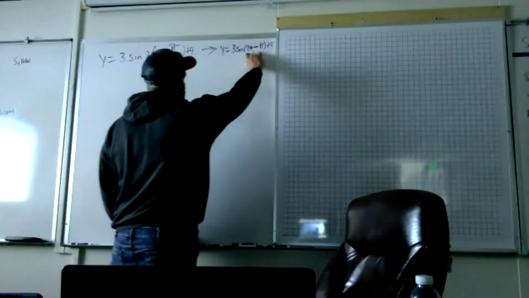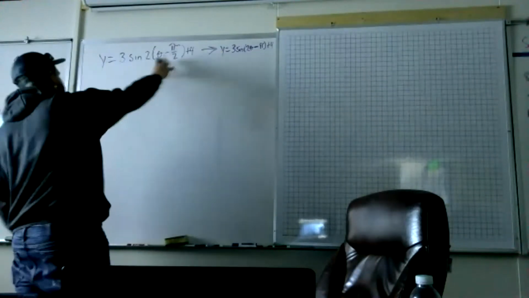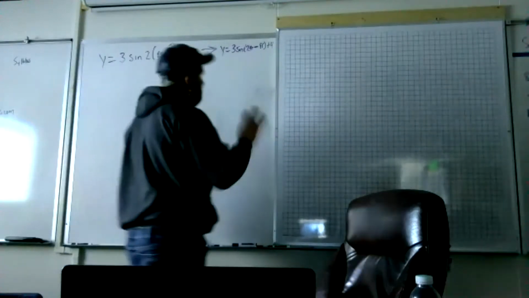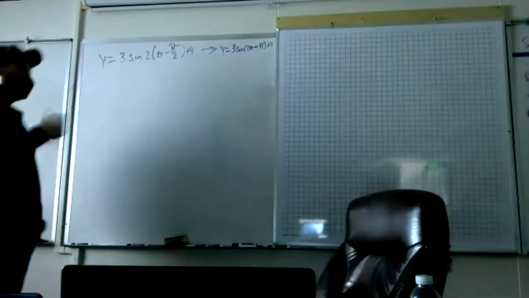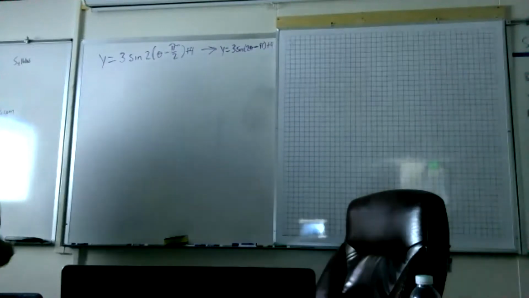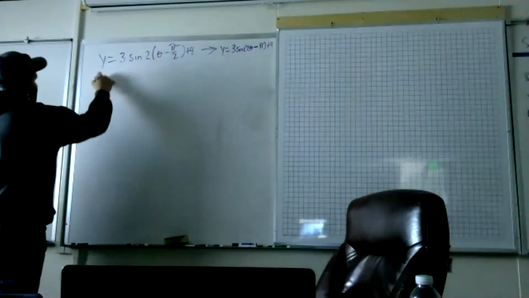Because that allows me to set whatever is inside equal to 0. Here you can see it's going to be a phase shift to the right of pi halves, but this allows you to do it a little bit simpler. And this will be consistent with the tangent function as well. It just makes my life easier. That's why I do it.